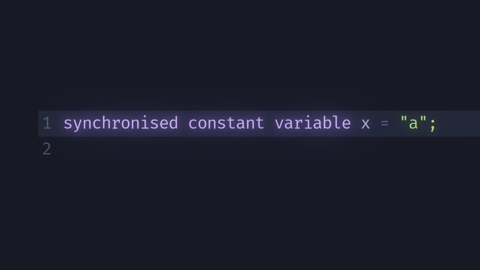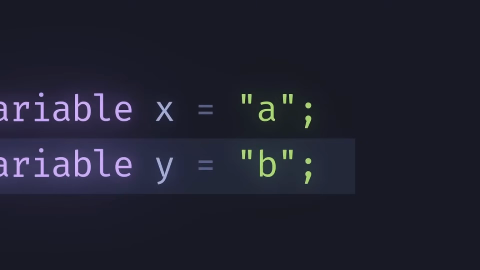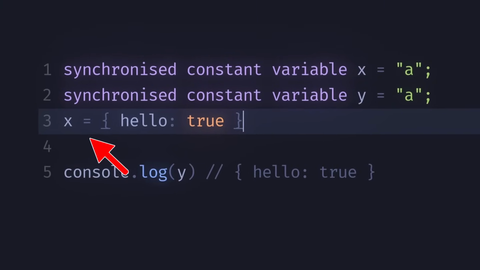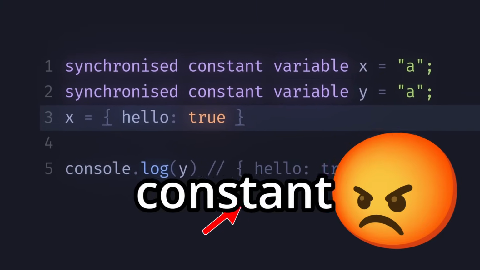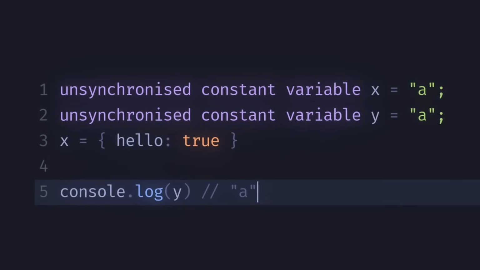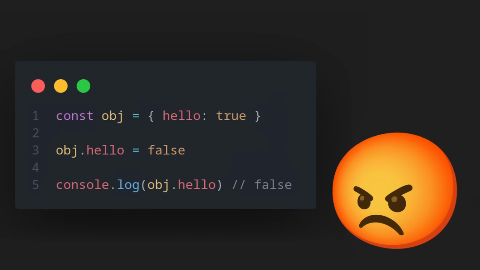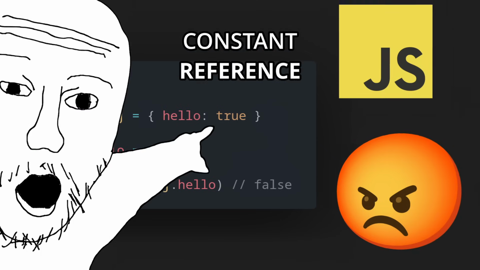For example, if you have a constant variable x and another constant variable y, and during the program one of them gets the same value as the other, each change made to x will also apply to y. But they are constant variables, what do you mean change value? It literally has constant in the name, you may say. And for that I have to say, just use the unsynchronized keyword. But a constant variable in JavaScript isn't truly constant, it's a constant reference to a value.